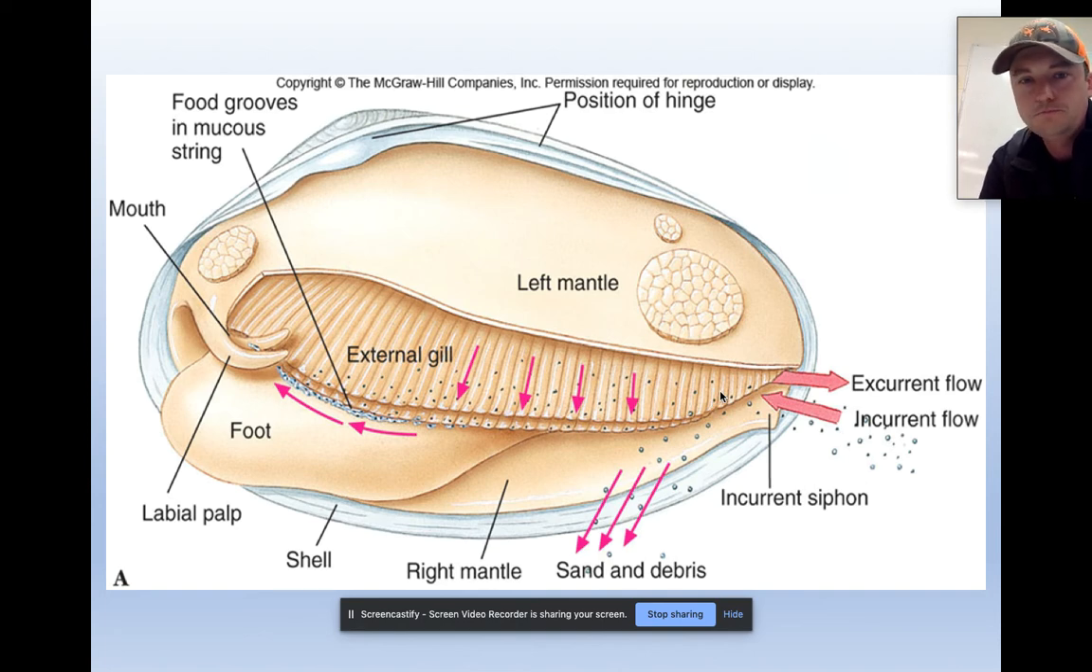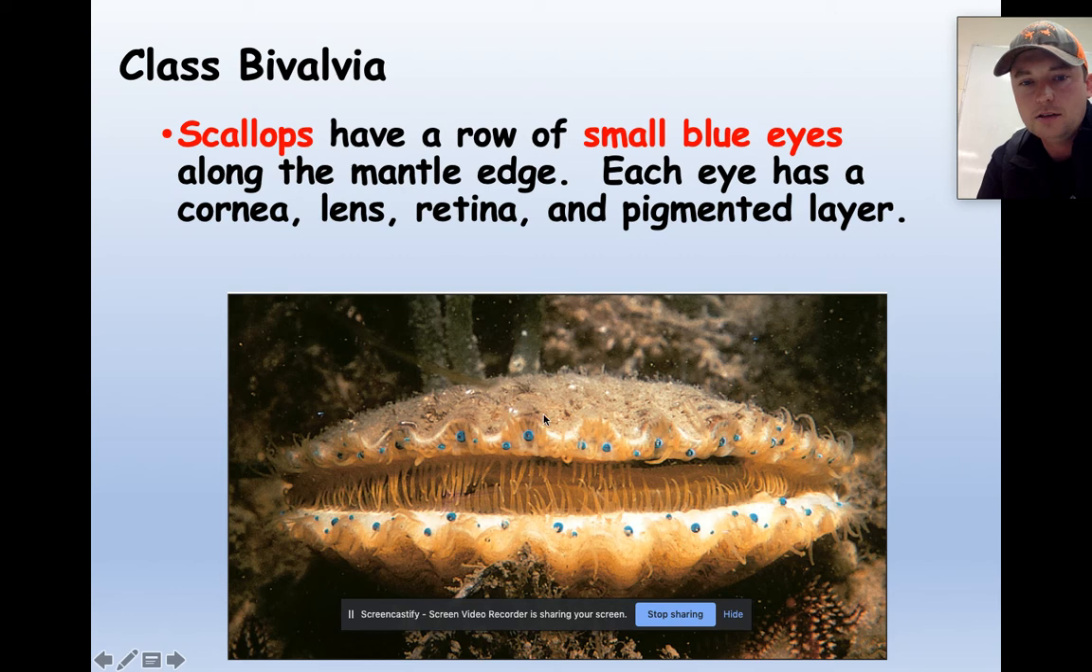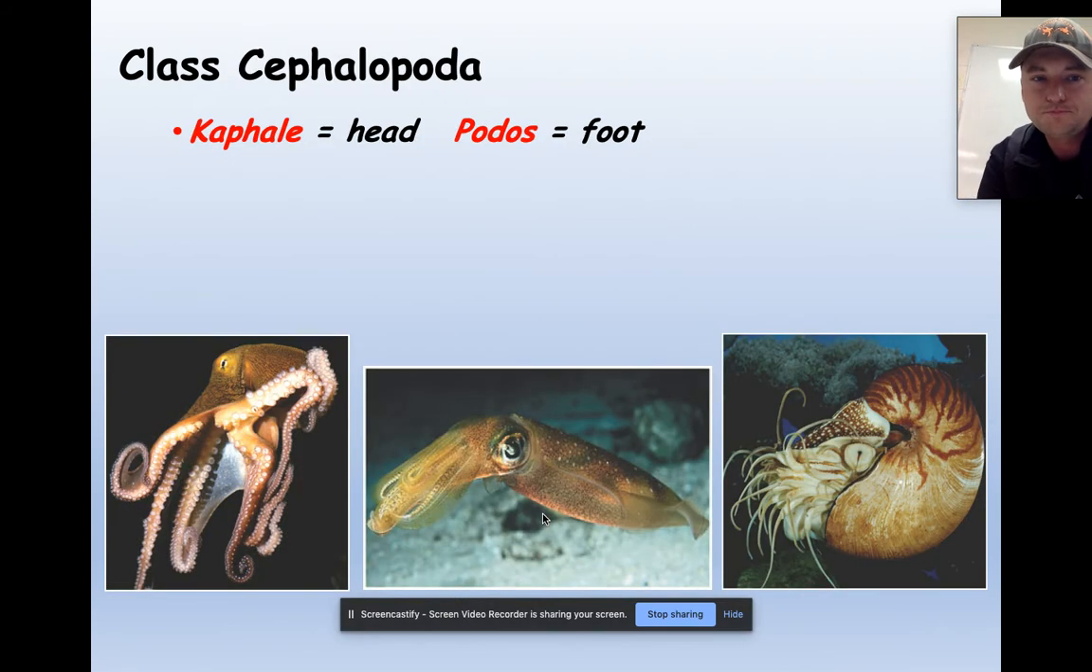Scallops and bivalves do have small blue eyes. Lots of scallops have these little blue eyes. They're really pretty little things, with each eye having its own cornea, its own lens, its own retina, and even a pigmented layer. That's the blue color. These little eyes are able to see some light and dark, but also a little bit of movement, which is how they can sense when you're about to reach for them and grab them.